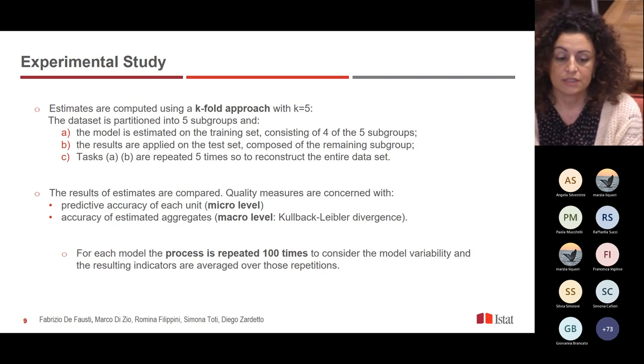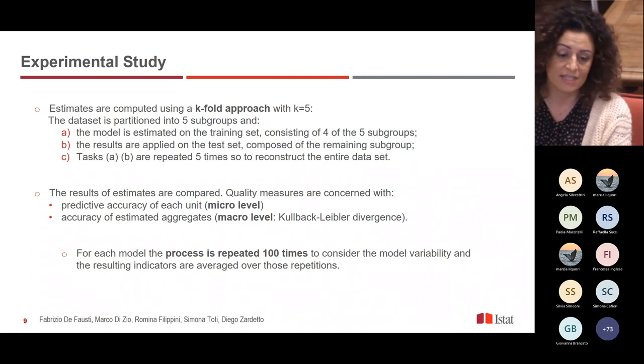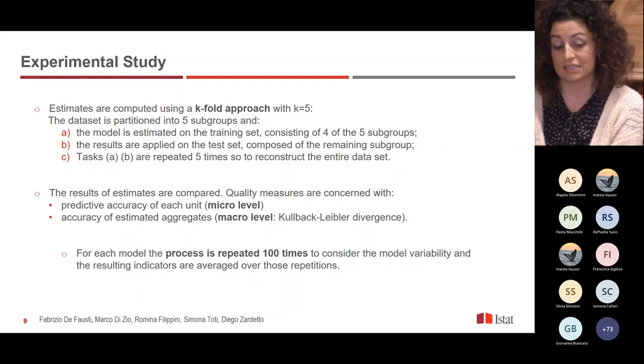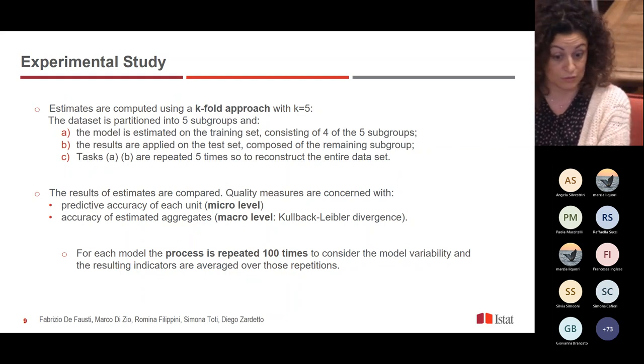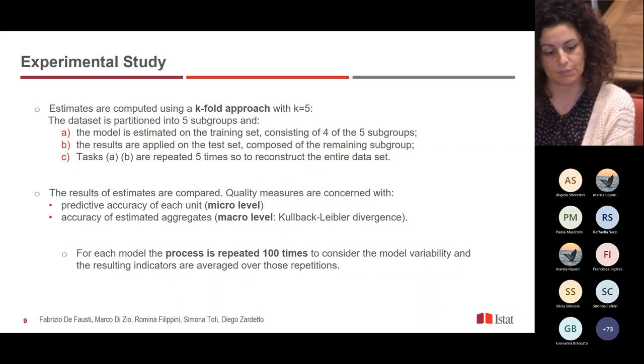Now, the description of the experimental study. Estimates are computed using a k-fold approach. This means that the dataset is partitioned into five subgroups, and the model is estimated on the training set that consists of four of the five subgroups. The results are applied on the test set that is composed of the remaining subgroup. These tasks are repeated five times, so at the end we reconstruct the entire dataset. This approach is followed by both the log-linear and the multilayer perceptron approach.